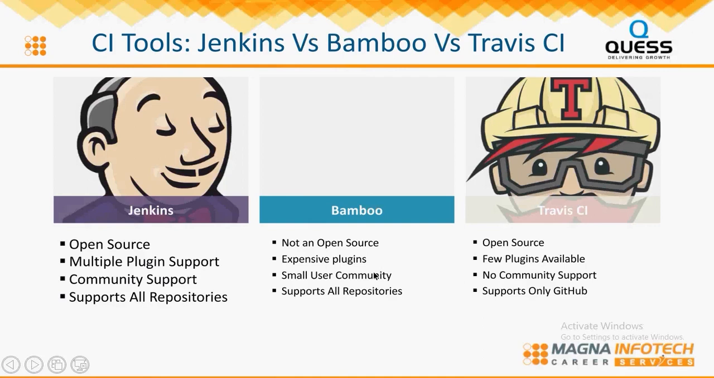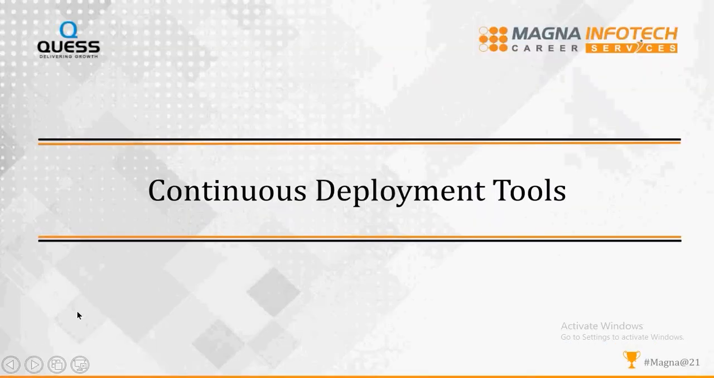So let's see the differences. Jenkins is widely used. Jenkins is open source, with many plugins, community support, and supports all repositories. Bamboo is not open source, has expensive plugins, a small user community, and supports all repositories. Travis is open source, with few plugins and no community. It supports only Git. But Jenkins and Bamboo support all other repositories.